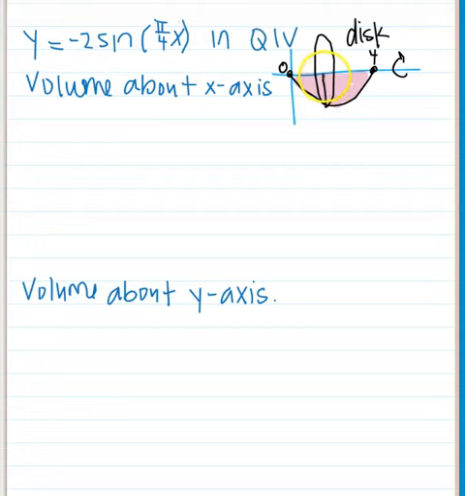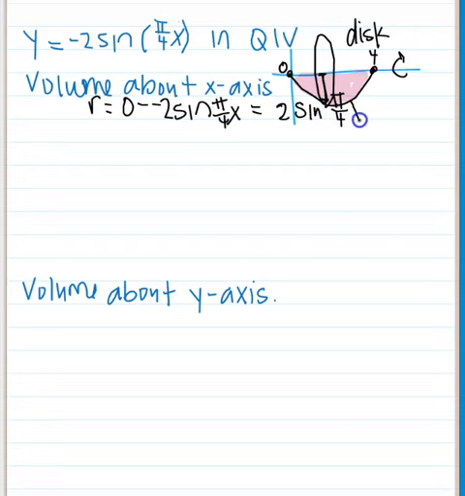And I need to find what the radius is. Now don't get misled, right? That this looks like it's going to be a negative radius. That cannot happen. It's still going to be the top minus the bottom. Okay, top minus the bottom. So the radius of this, if the top is 0, minus a -2 sine pi over 4x, right? The two negatives do cancel out, so it turns out nicely that it is a +2 sine pi over 4x.